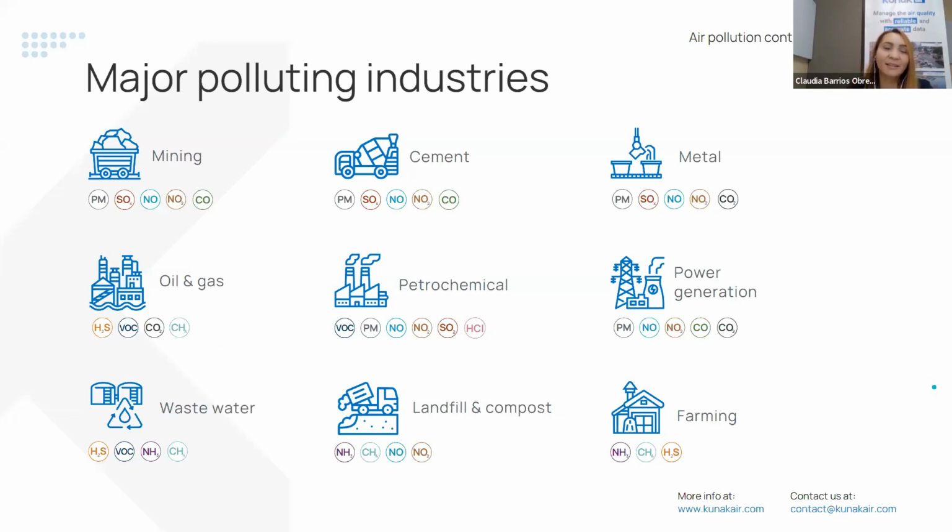On the other hand, we have petrochemical companies whose verticals go from pharmaceuticals and textiles to detergents and lubricants, involving a mix of harmful pollutants like volatile organic compounds, nitrogen dioxides, and in particular pollutants like hydrogen chloride.